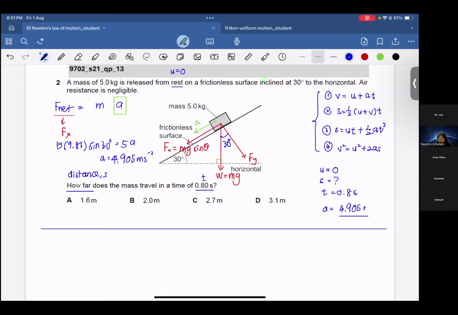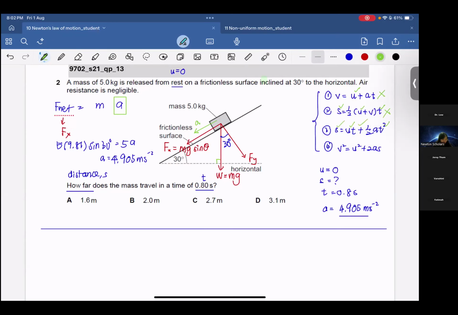Now I want you to think what formula you are going to use so that you can find out how far the mass travels. So you look at this USTA. U, no S. So first equation not using. US. UST, no A. So second equation not using. UST, A. Okay, so we're using the third one. So at here, S equals to UT plus 1 over 2 AT squared.